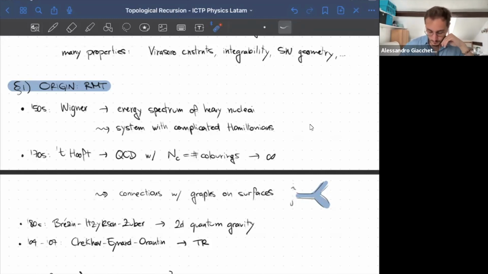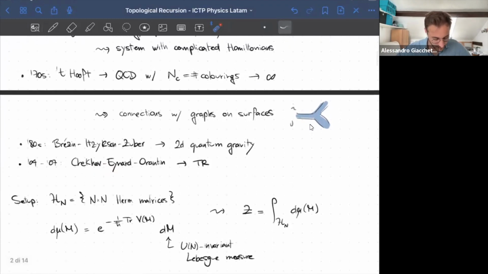Again, thanks to this idea of matrix models as a way of essentially triangulating a surface, a systematic approach to this large N expansion in matrix models was developed in the early 2000s by Chekhov, Eynard, and Orantin with this theory of topological recursion. So this is a bit of the history, but let me be a bit more concrete.